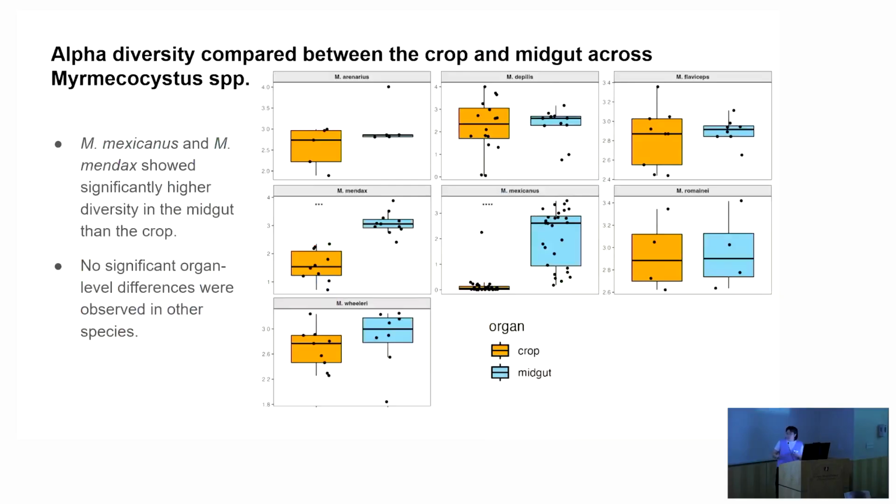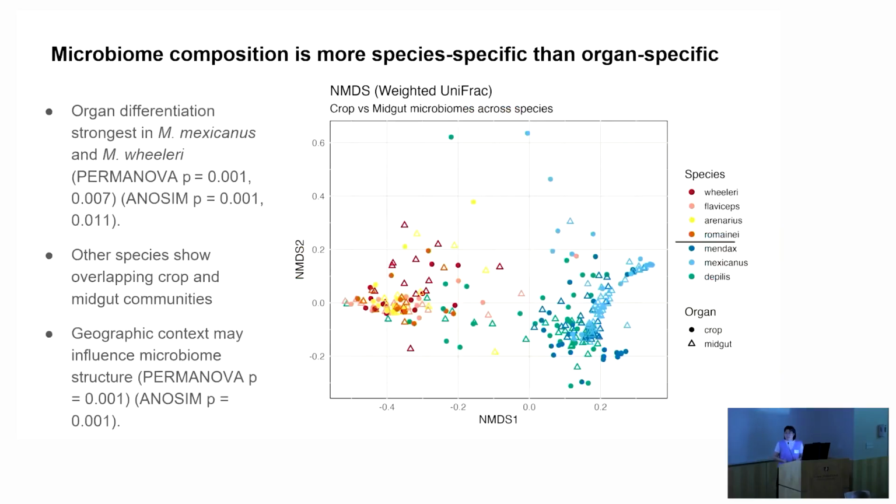With this in mind, we compared the alpha diversity between the crop and the midgut across the different species. Here, each plot represents a species, and within those plots, we have box plots comparing the two organs. The crop is in orange, and the midgut is in blue. What we see is that with mexicanus and mendax, there is significantly higher diversity in the midgut compared to the crop. But when we look at the other species here, it didn't really show a significant organ-level difference in diversity.